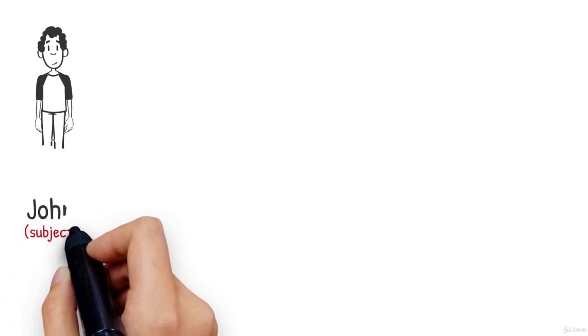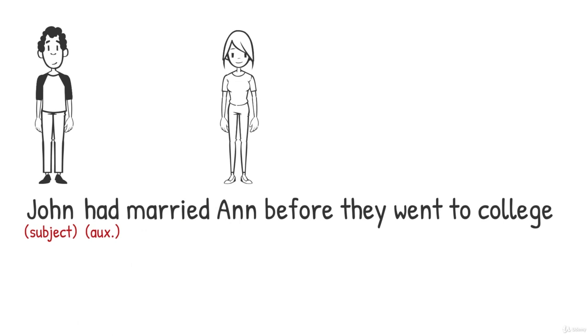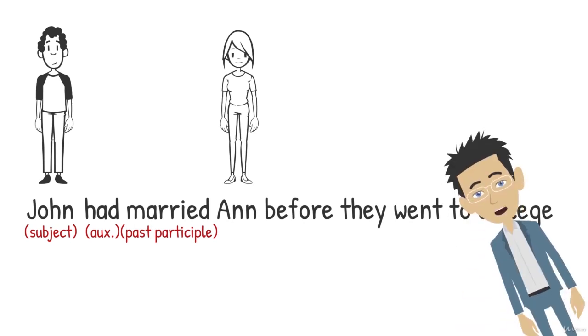Okay, what does past perfect look like in the sentence? First comes the subject. Then the auxiliary verb had, followed by the past participle of the verb. Just to remind you, past participle is the form of the verb you can find in the table of irregular verbs in the third column. The so-called third form of the verb.